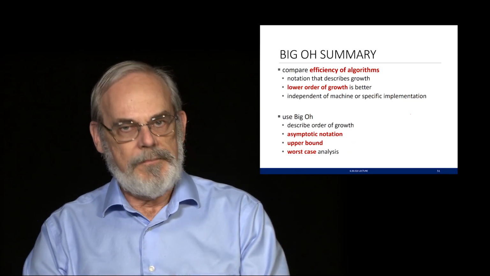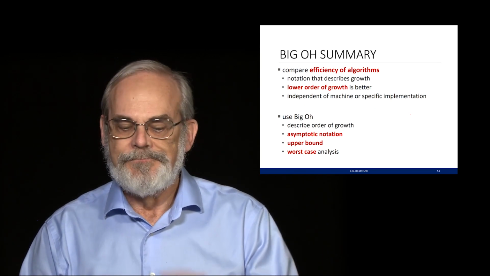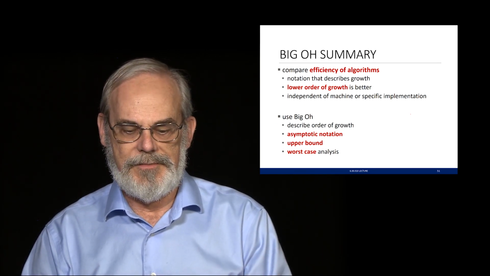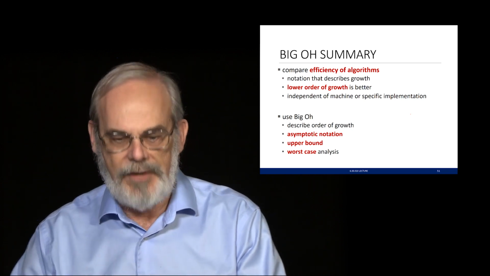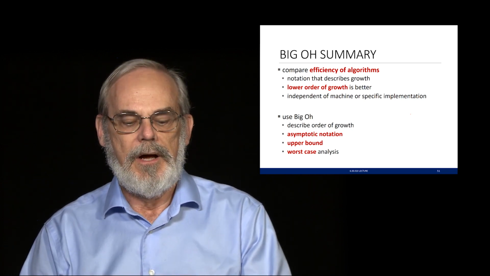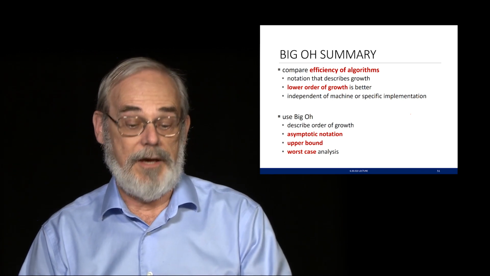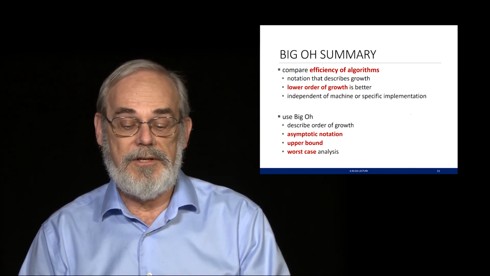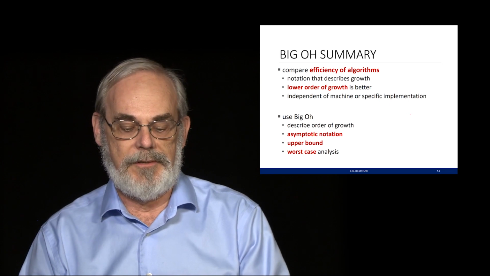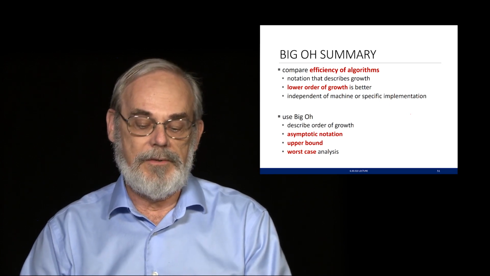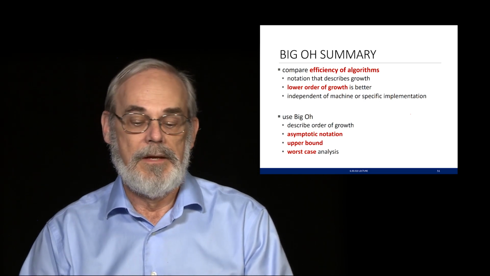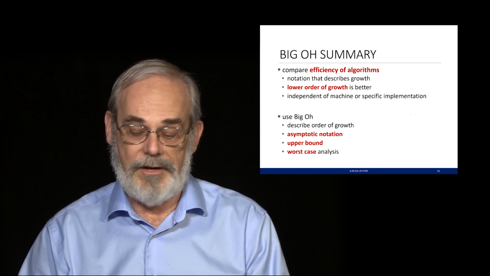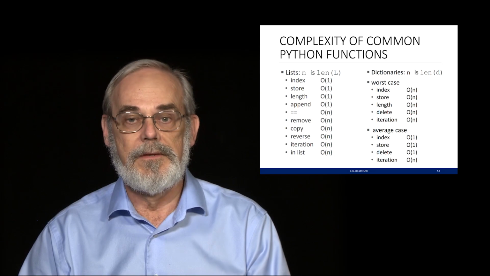So Big O is a really valuable tool. It compares efficiency of algorithms, and we use it to describe the growth asymptotically as the algorithm takes on bigger and bigger size problems. I want as low an order growth as I can to do that estimate, and I want it to be independent of the machine or the specific implementation. So Big O lets us describe that growth asymptotically in the worst case. And you've now seen the classes of algorithms that fall into that category.